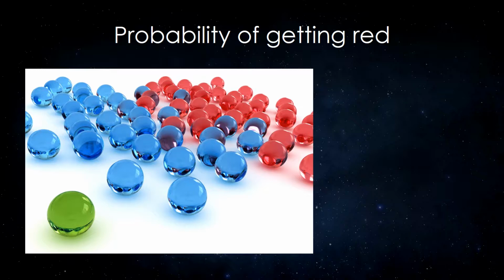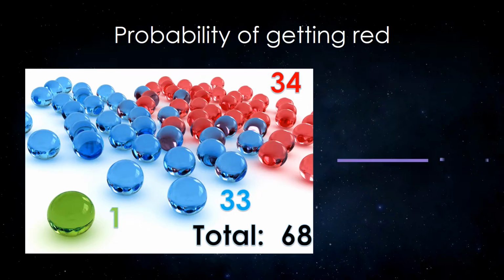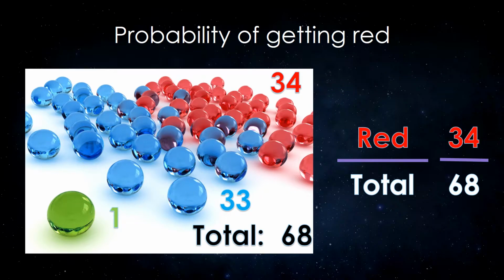Now let's say we're going to draw a marble from a dish that contains 34 red marbles, 33 blue marbles, and 1 green one. Since there are 68 marbles total in the jar, there are 68 possible outcomes, so 68 is the bottom number in our fraction. If we want to calculate the probability of drawing a red marble, the number of red marbles would be the top number. The probability of drawing a red marble would be 34 over 68, or 34 out of 68. When we state probabilities, we always reduce the fraction, so we would reduce 34 over 68 to 1/2.